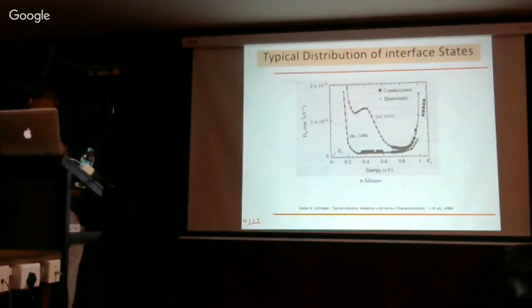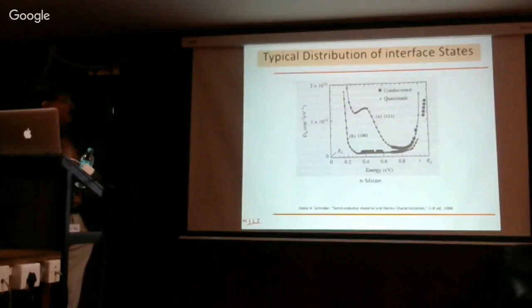And then if you look at this, this is the Dit measurement, from Schroder's book. You can see on the 100 plane there are two different measurements: one is the conductance method and one is quasi-static. In this case the leakage current through the dielectric is extremely low because the thickness is a little bit high. That's why you can see the conductance measurements match very well with the quasi-static. Quasi-static is the bullets and the conductance is the rectangular crosses.